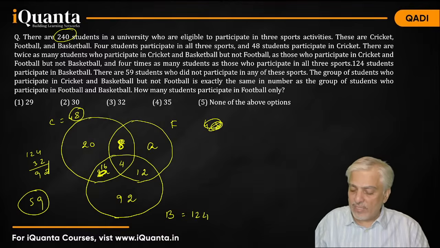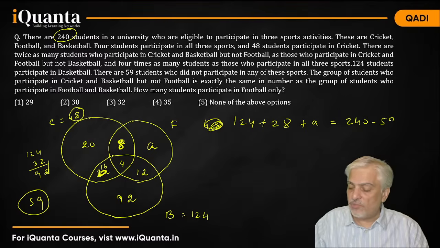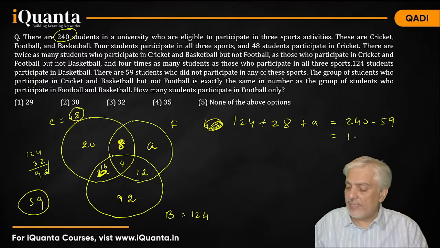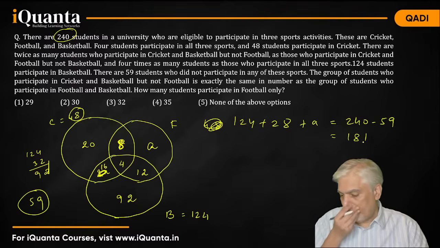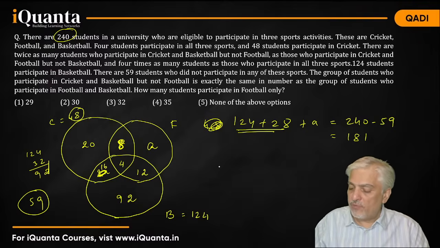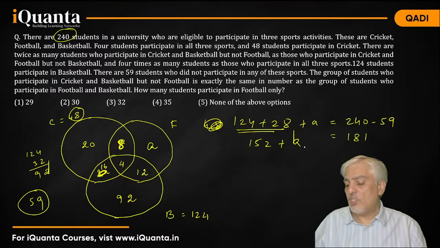Or I will just add up this as 124. 124 plus 28. 124 plus 28 plus A is 240 minus 59. Should be good enough. We'll get the answer. This comes as how much? 19 lesser. So 181. And this is 152. So A is 29.